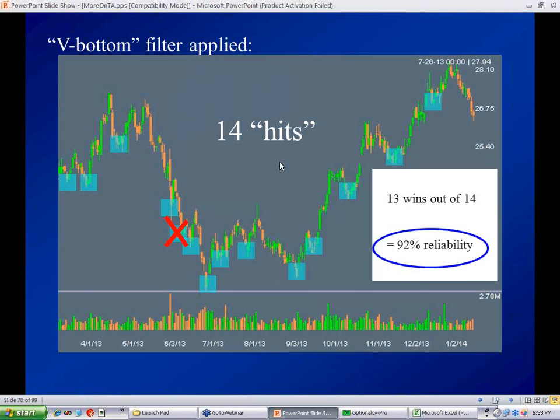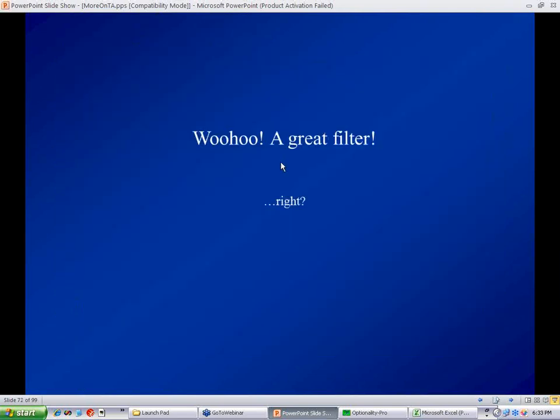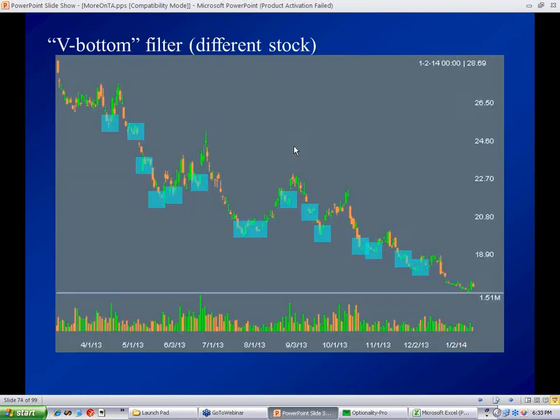And then you're thinking, as a user who's just made this filter and back-tested it, woo-hoo, a great filter. I mean, look at the winners it picked. You have to think again, because let's take a completely different chart, a different stock, and run the same filter. This is true, by the way. This was literally tested before I did this webinar. These are two different stocks, the same exact time period, the same exact filter.